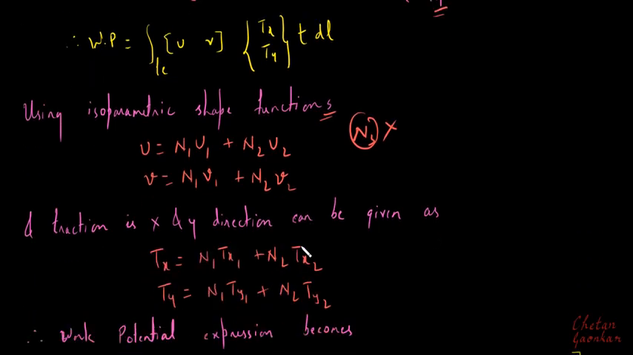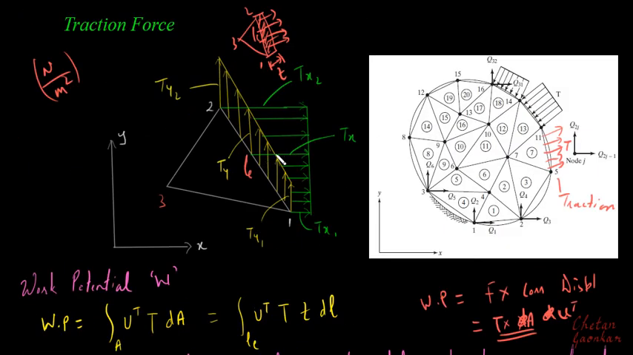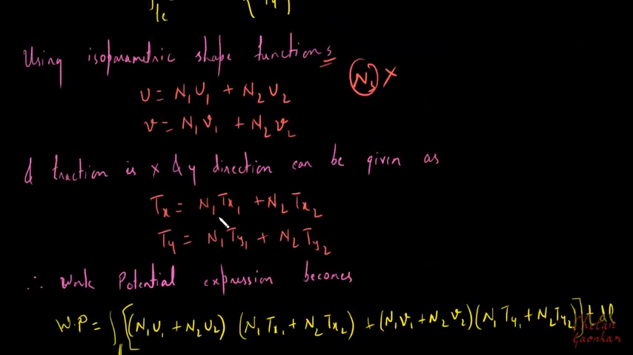Now, similarly, the tractions Tx and Ty can be denoted in terms of the nodal tractions Tx1 and Tx2, or the nodal tractions Ty1 and Ty2, using nothing but the same shape functions, and that is why this is called isoparametric representation. That is, the shape functions which are used to denote the displacement in terms of nodal displacement, the same shape functions have been used to denote the tractions anywhere in between in terms of the nodal tractions, and that is why they are called isoparametric representation.